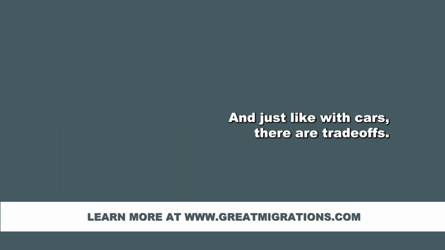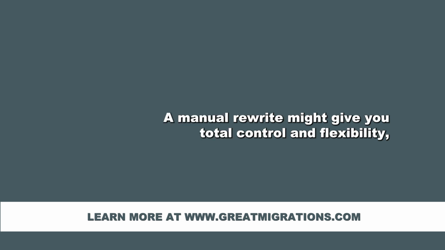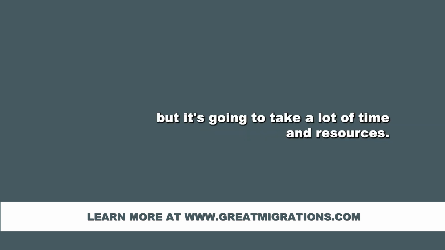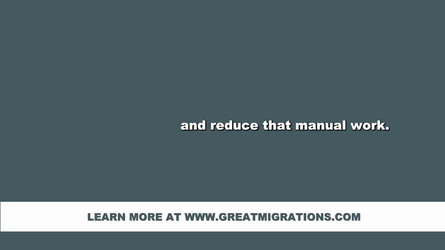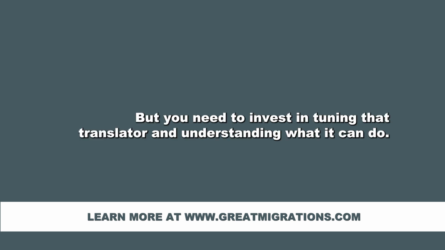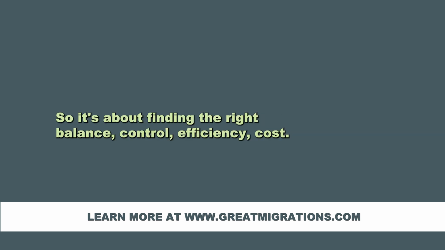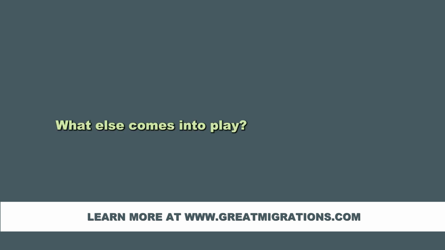And just like with cars, there are trade-offs. A manual rewrite might give you total control and flexibility, but it's going to take a lot of time and resources. A tool-assisted approach, like Great Migrations, can speed things up and reduce that manual work, but you need to invest in tuning that translator and understanding what it can do. So it's about finding the right balance. Control, efficiency, cost. What else comes into play?